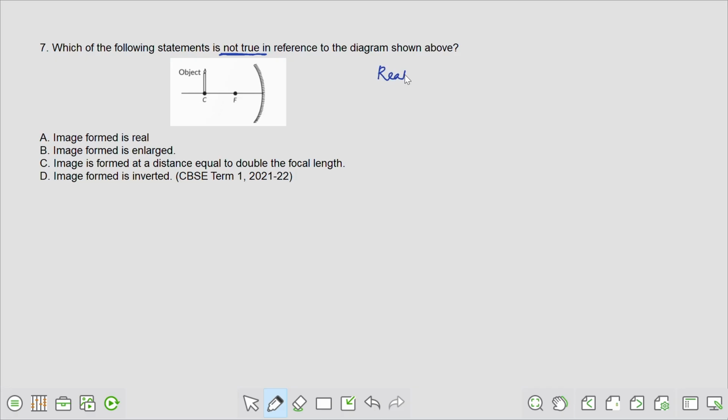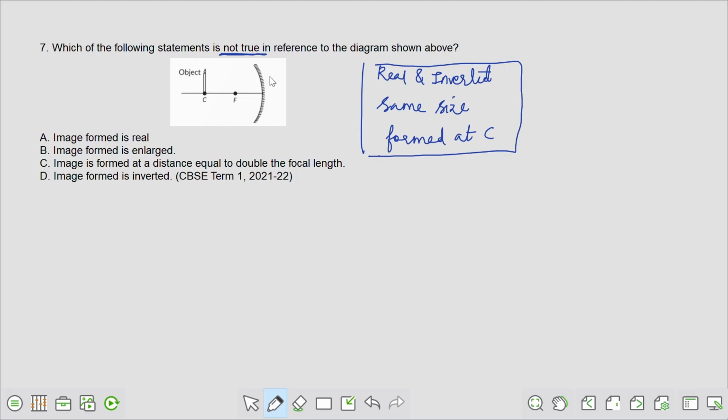Yes, real and inverted. First is real and inverted. Then size will be same size. And image is formed at C itself. So these are the characteristics of the image formed by this object. Now let's see which option is correct. No, we have to find which is not true.